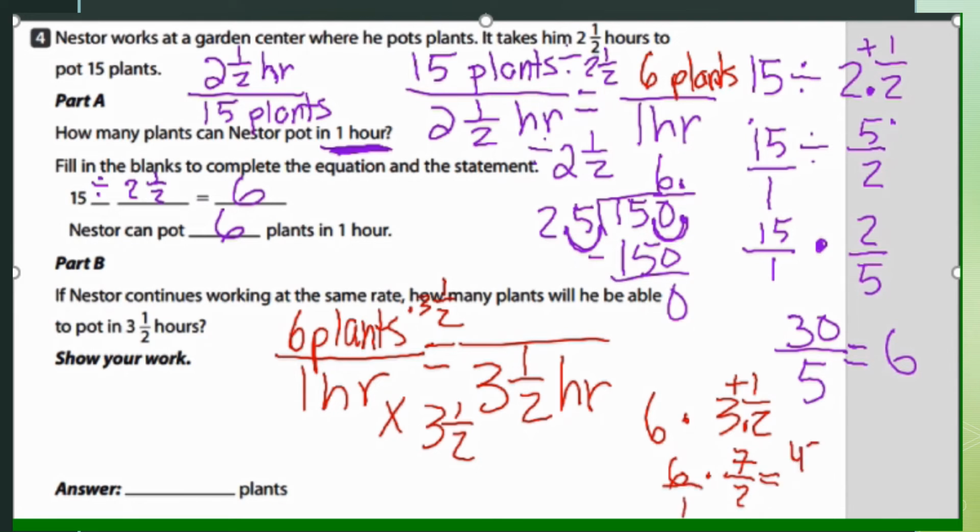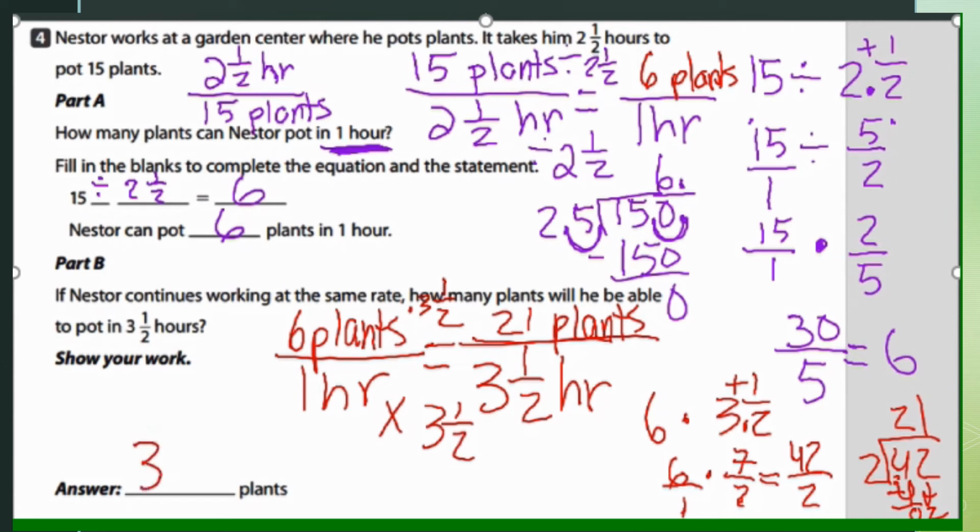6 times 7 is 42. 1 times 2 is 2. 42 divided by 2 is 21. So what does that mean? There are 21 plants for every 3 1/2 hours. So we're just making equivalent ratios, 21 plants. We're just making an equivalent ratio.